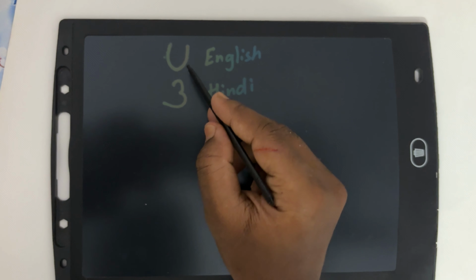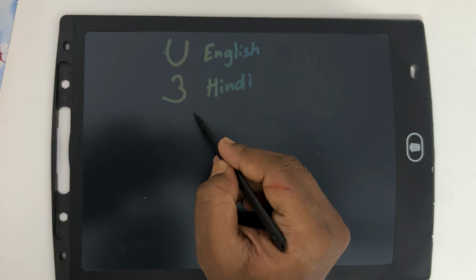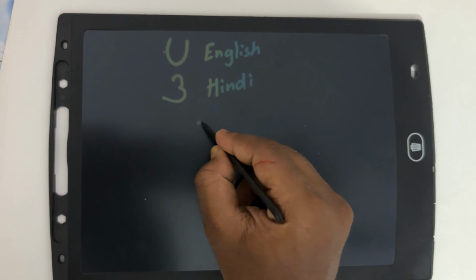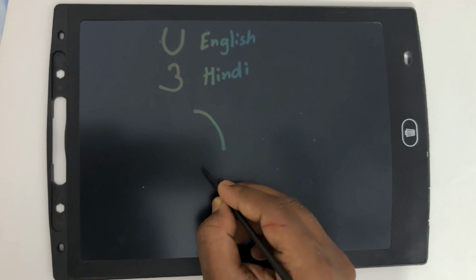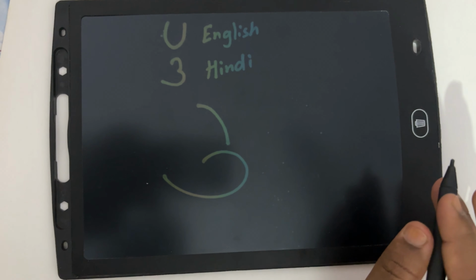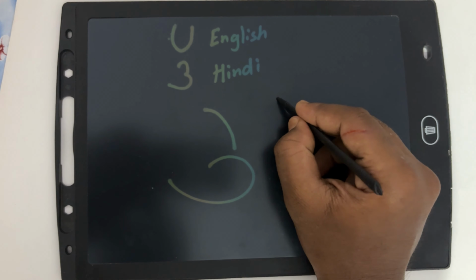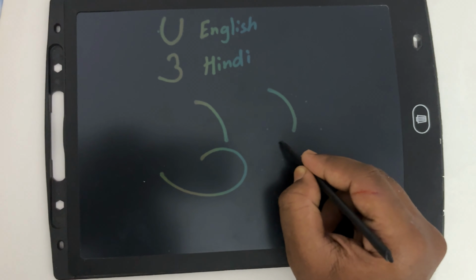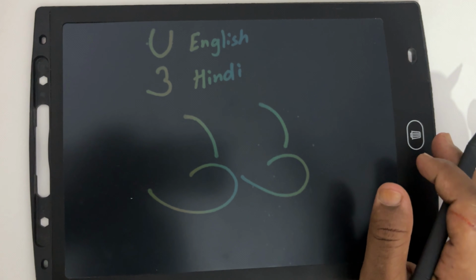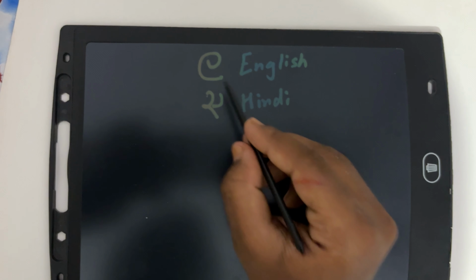Third word is U. In Hindi, U. In Japanese, once more repeating. Okay. Next word is E.